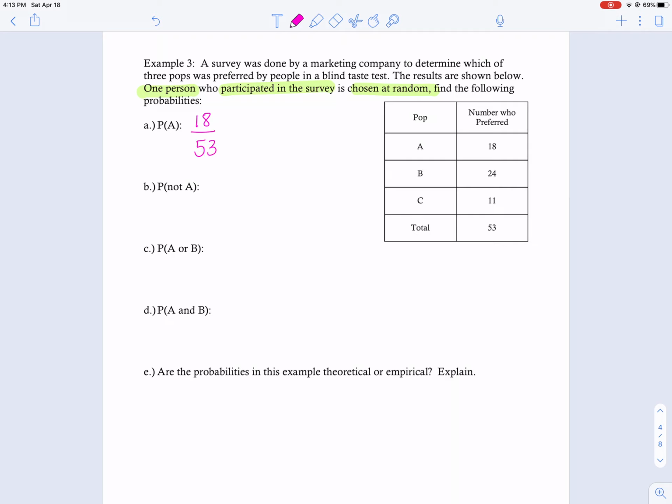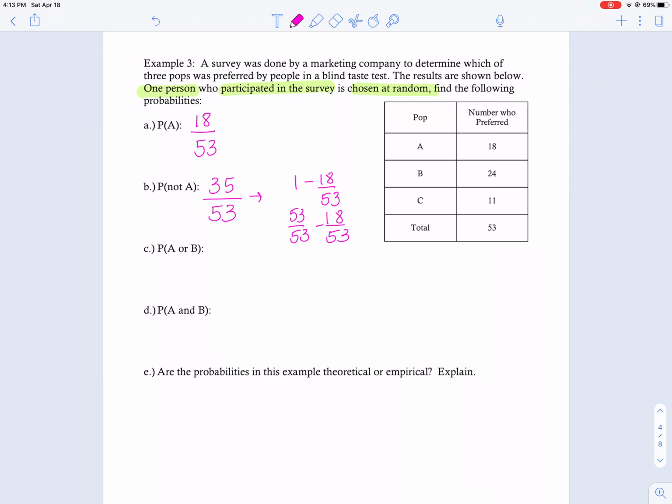Now, what's the probability of not A? Well, take 53 and take 18 away from it, that would be 35 out of 53 would be not A. Okay, because to get this answer, it's 1 minus 18 over 53. That's pretty much 53 over 53 minus 18 over 53, which gives you 35 over 53. They're called complements, A and not A, because not A plus A would give you back 1.